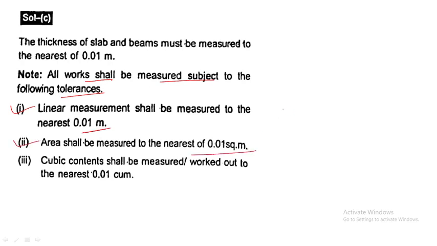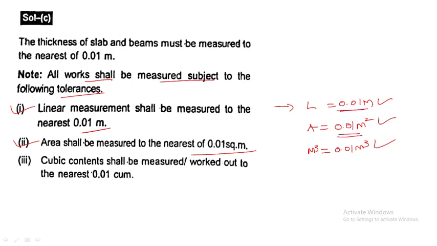See, linear measurement means length, and if they take length to 0.01 meter, and if the area is being measured, this is a common question they may ask, it is 0.01 meter square. If cubic content is measured, that means meter cube, that is 0.01 meter cube. Meter square, meter cube. 0.01 meter square, 0.01 meter cube. So you have to remember these values so that you can answer easily.